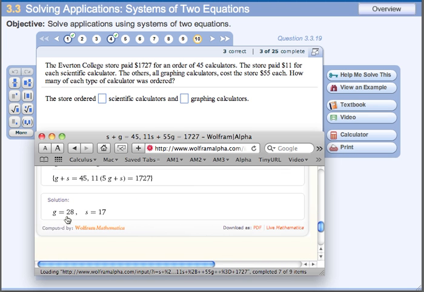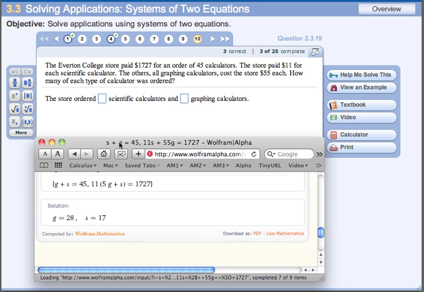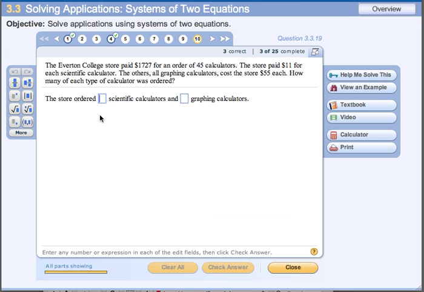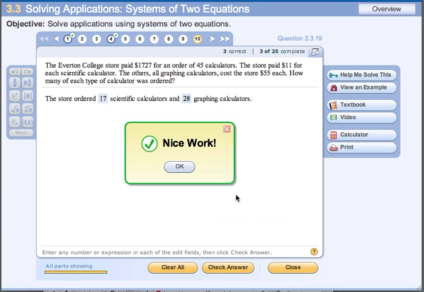Graphing calculators, there were 28 of them purchased. Scientific calculators, there were 17. Let's go ahead and enter these numbers into MathXL to see if we get some affirmation. There were 17 scientific calculators. There were 28 graphing calculators. Check answer. Indeed, it was nice work.